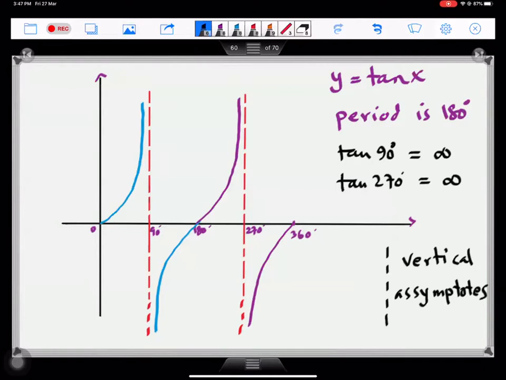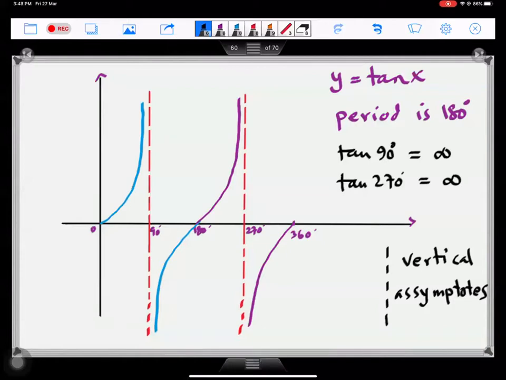We came across a vertical asymptote in the graph of ln x. I don't know if you remember it or not, but if you study it, you will observe it. There was a horizontal dotted line in the graph of the exponential. So in tangent, we draw two dotted lines, one at 90 degrees and one at 270 degrees.